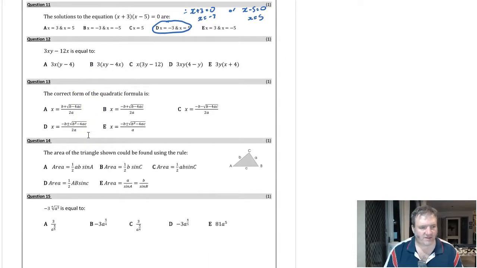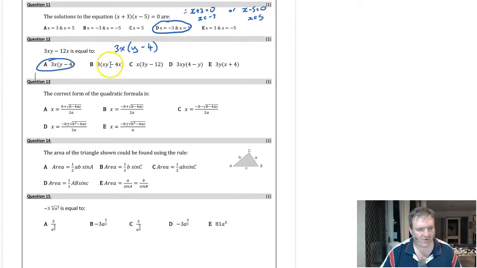3xy minus 12x is equal to. So this is just, obviously it's been factorized. Let's take out the highest common factor of the numbers, which is 3, and the letters, which is x. So I could take out 3x as a common factor. The first term still needs a y. The second term needs the negative and a 4. 3x outside of y minus 4. Boom, we are done and moving on.